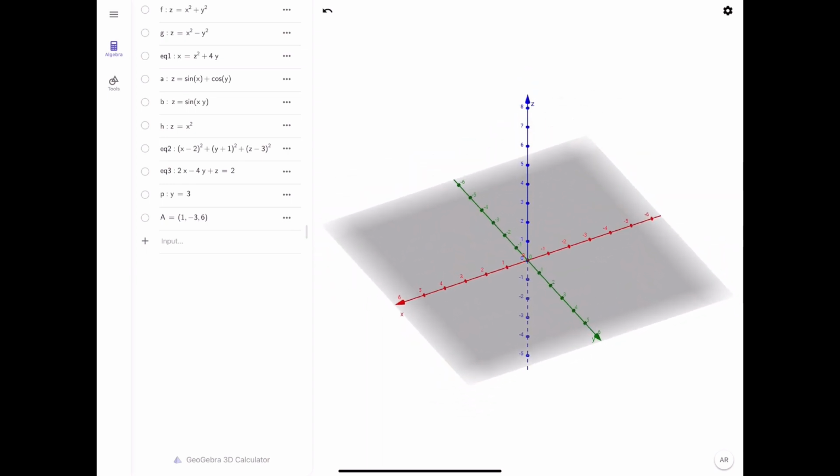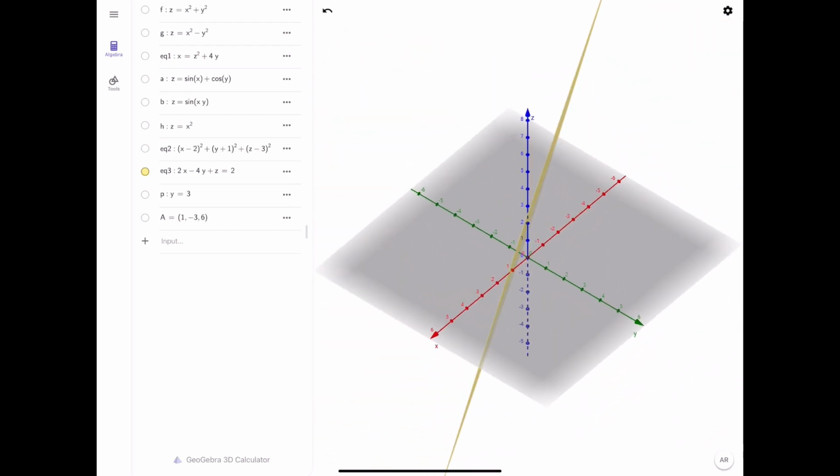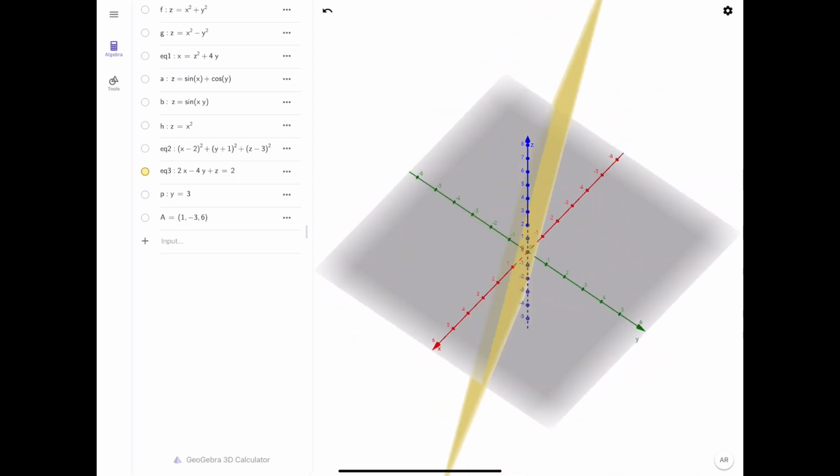We just want to take a look at some different graphs here, and we'll explore some of the different forms a little more in depth. We just want to visualize some cool things here in GeoGebra. So first of all, let's look at a plane. This is equation 3 here, 2x minus 4y plus z equals 2. There's a plane. It extends infinitely in all directions.